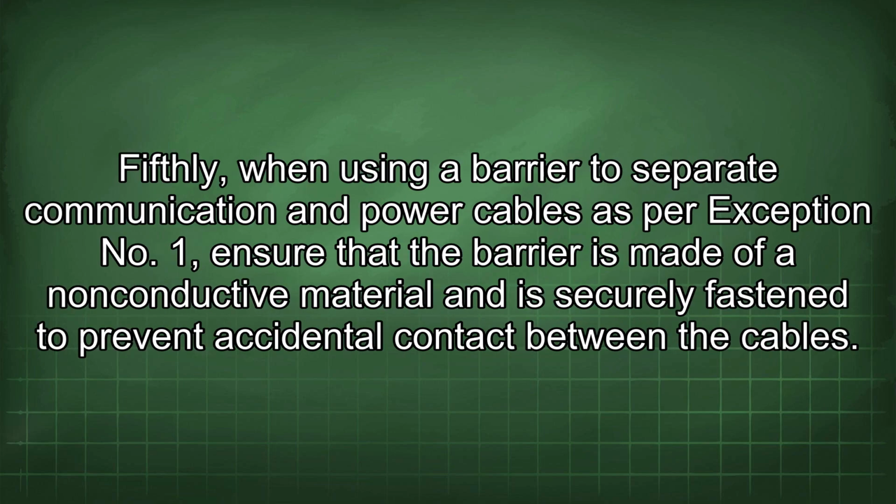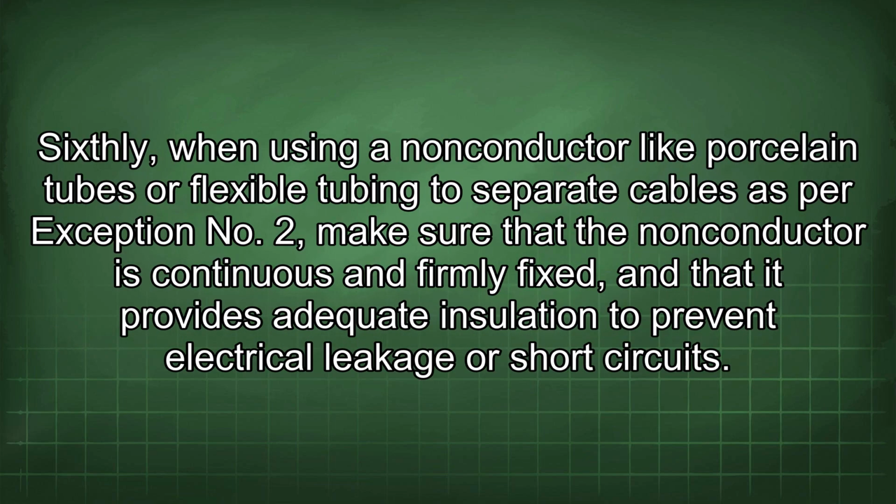Fifthly, when using a barrier to separate communication and power cables as per exception No. 1, ensure that the barrier is made of a non-conductive material and is securely fastened to prevent accidental contact between the cables. Sixthly, when using a non-conductor like porcelain tubes or flexible tubing to separate cables as per exception No. 2, make sure that the non-conductor is continuous and firmly fixed, and that it provides adequate insulation to prevent electrical leakage or short circuits.